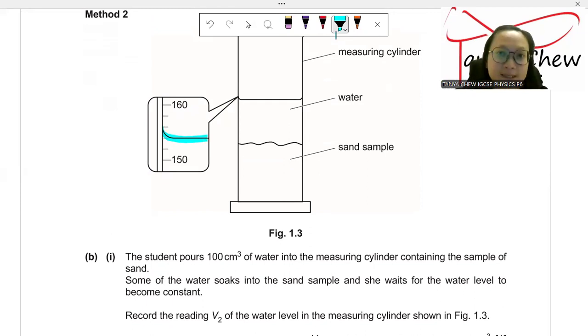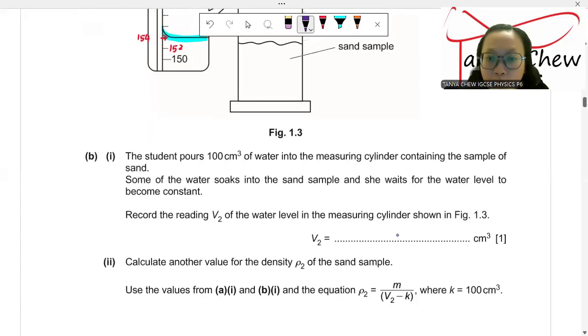That is what we call meniscus. Whenever you take a reading from the measuring cylinder, it is not possible for the surface of the water to be a straight line in the measuring cylinder due to its viscosity, right? So that is why we call this the meniscus. Whenever you take the reading, you bear in mind, the reading must be taken below that curve, below the meniscus. So this is the reading that you are supposed to take. This is 150, this is 152, and this is 154. So my value of V2 is 154 cm cube.